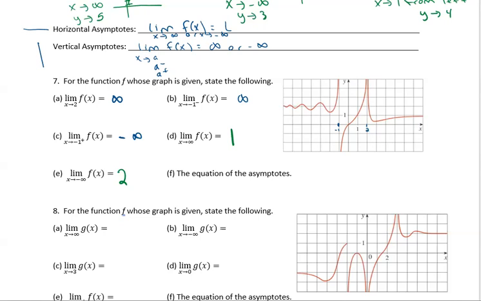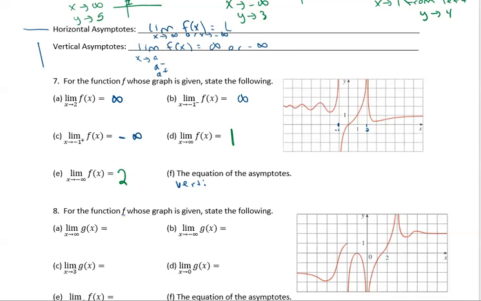So part F, find the equation of the asymptotes. Well, let's do this in 2 pieces. Let's do the vertical first, and then we'll do the horizontal second. So where are these vertical asymptotes? Well, look at your graph. Where does it look like you could draw a straight vertical line and it would be approaching the graph from the different sides?